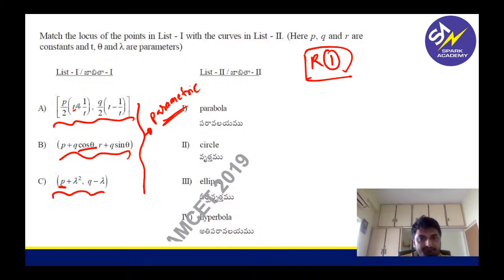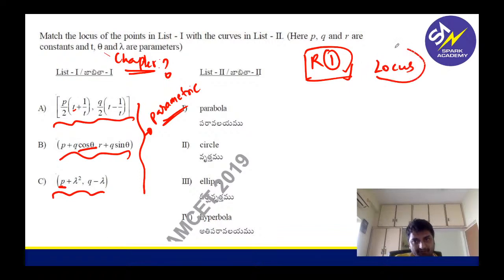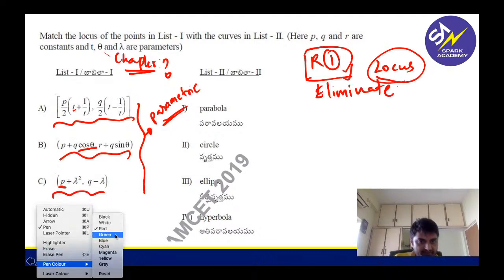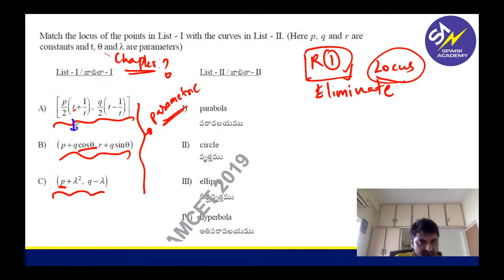Now tell me, since all these are parametric forms, which chapter is this question based on? It's a locus chapter, very good. Basically, what do we need to do whenever we have a parameter? Eliminate the parameter, right? How do you eliminate, guys? You remember in locus you had learned this? This part you can write h, this part you can write k.